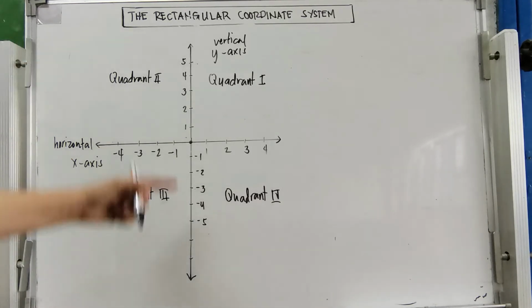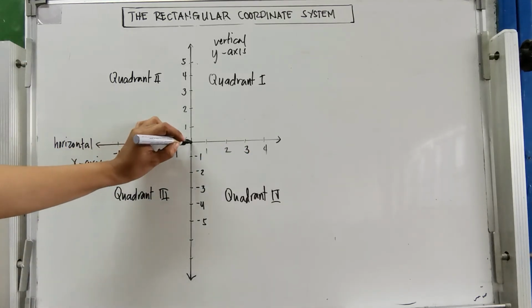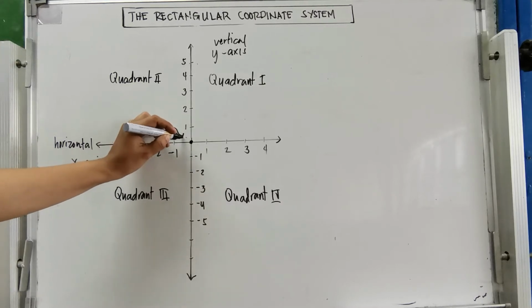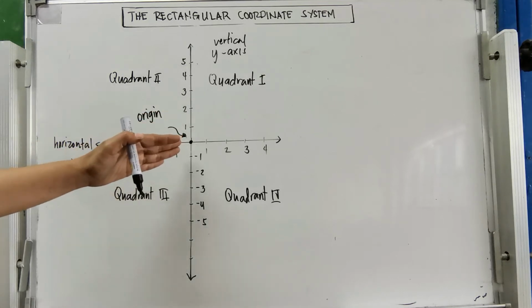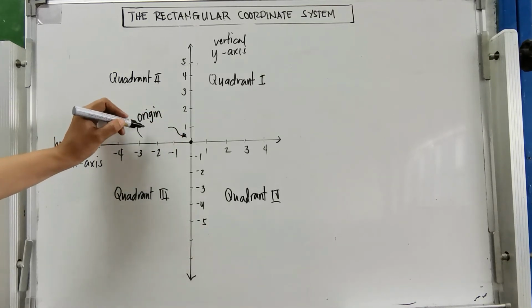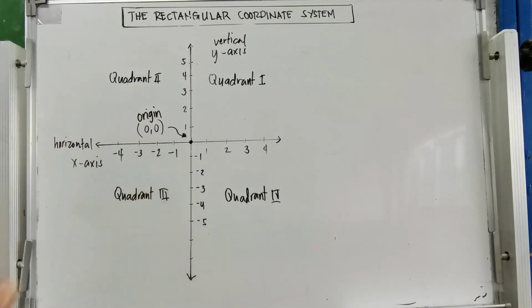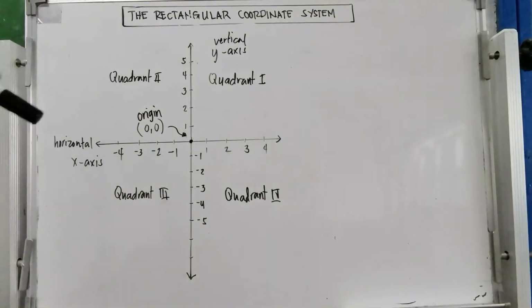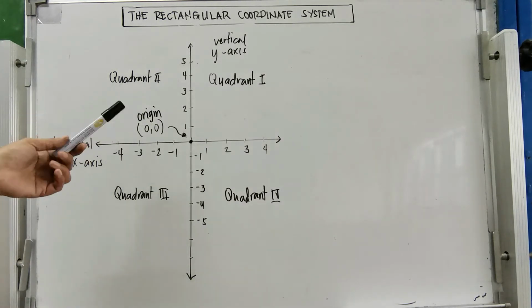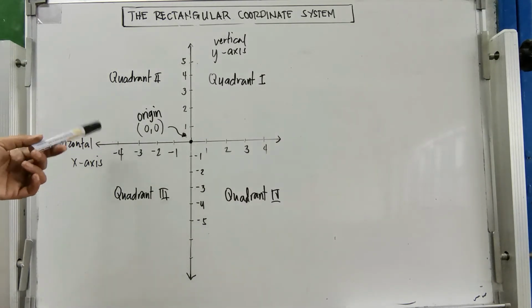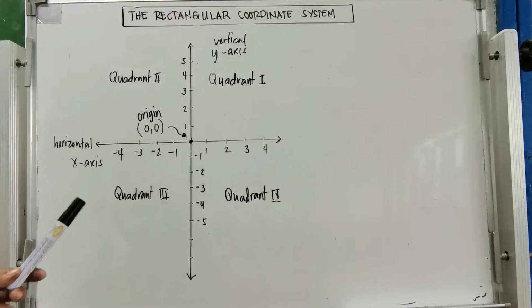So these two lines intersect at a common point, which is called the origin. Take note that the origin is the point of intersection and meron siyang coordinates na 0, 0. And take note also that quadrants is named using Roman numerals. Those are parts of our rectangular coordinate system. So next, tuturuan ko naman kayo how to plot points in rectangular coordinate system.